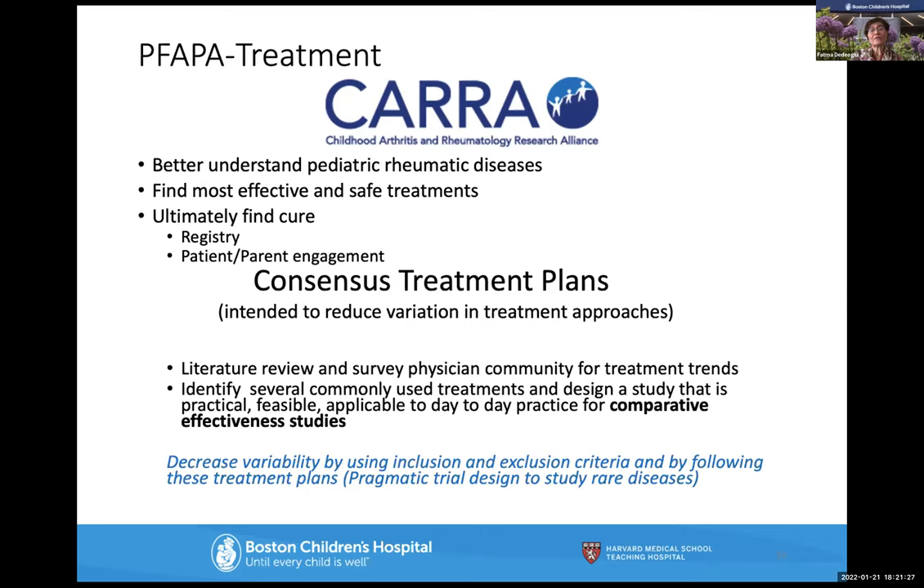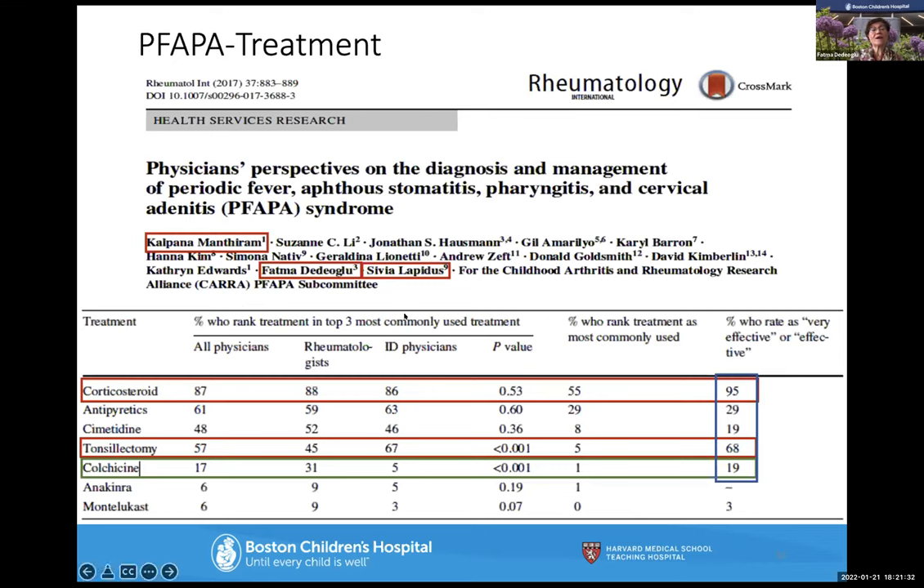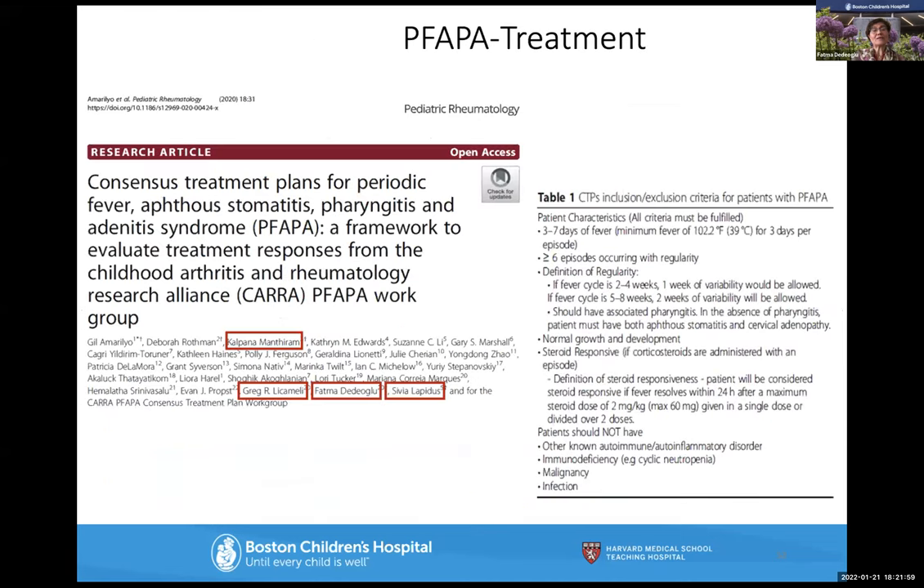We tried to understand first what physicians do and how they treat PFAPA. With this survey, in which Dr. Manthiram was also involved, and actually this is her paper, we found, for example, that tonsillectomy is recommended more by infectious disease physicians, while colchicine is used more by pediatric rheumatologists, which I think makes sense.